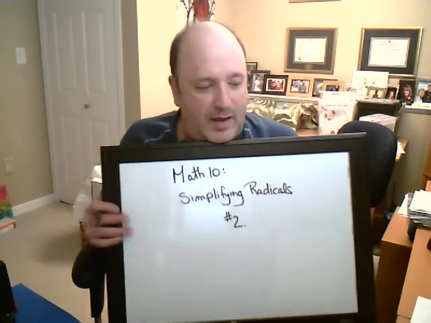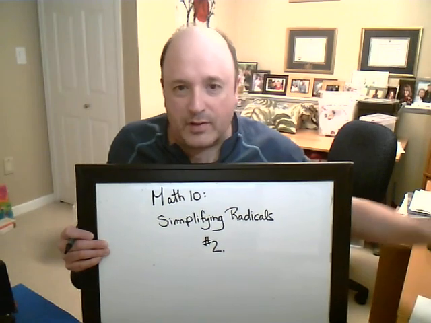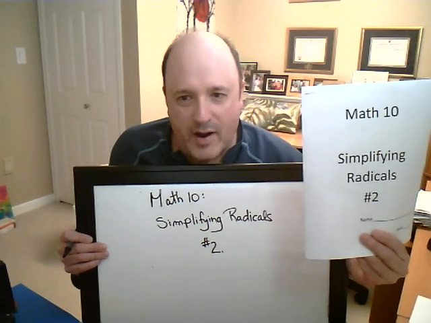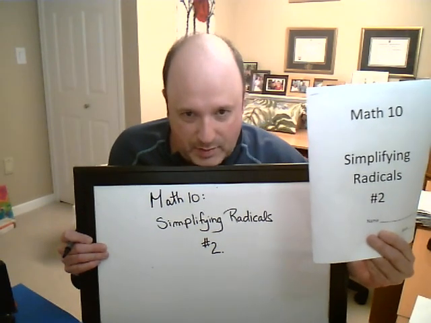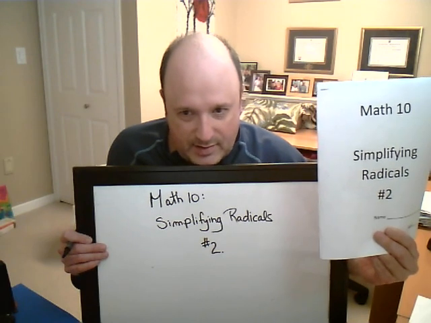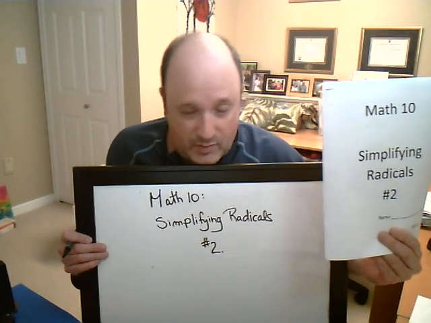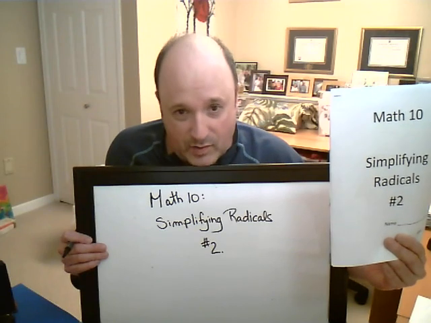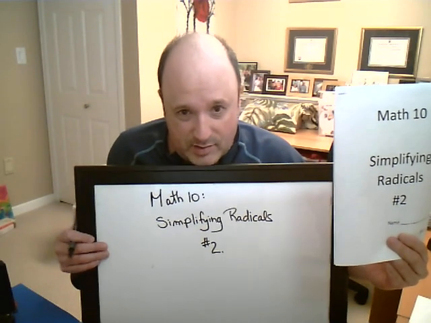And we're here today working with you guys on this booklet right here, Simplifying Radicals number 2. Your TOC has probably handed that out to you. I want to go over a few of the things to get started. We'll be looking at things like area, something called rationalizing the denominator. So let's get started.